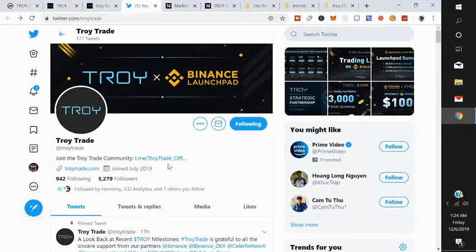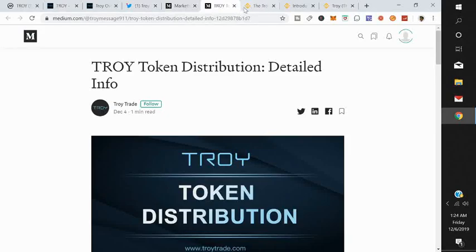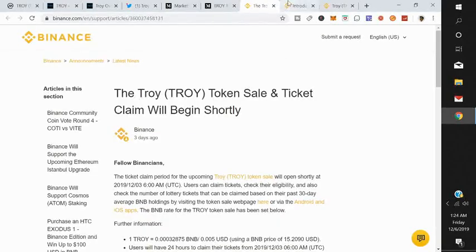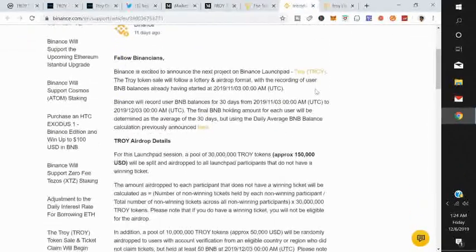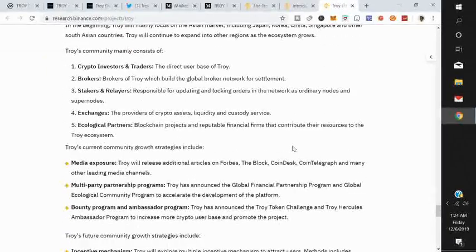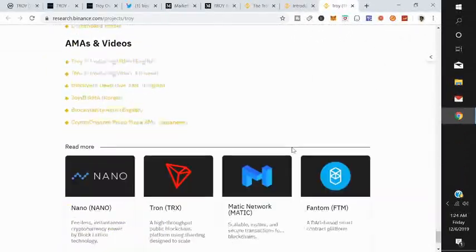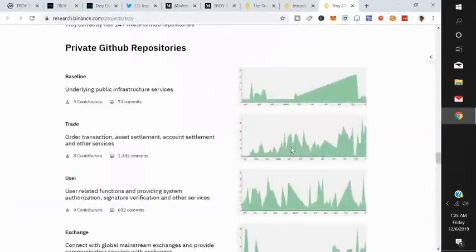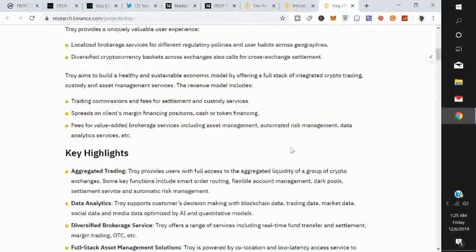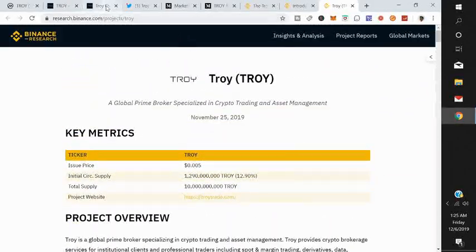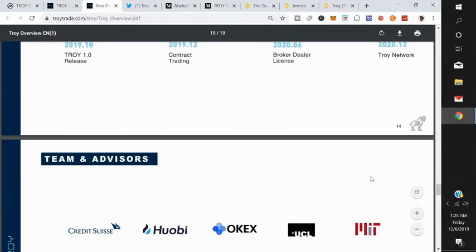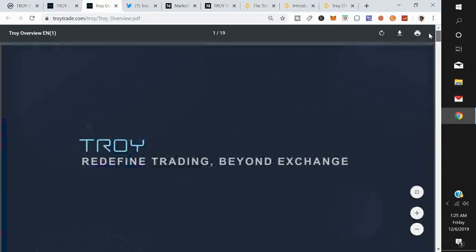I want to show you their Twitter page with about 5,000 followers. What else can I show you about Troy? That was the launchpad. But yeah, that's pretty much everything you need to know about Troy. You can get it on Binance.com. Go there to get it on Binance.